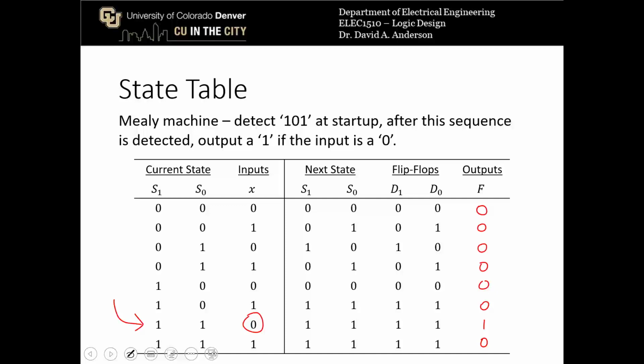So now that means that the output F is equal to only one minterm of the current states and the input. F is going to be given by S1 and S0 and X prime. So now it's a combination of the current states and the input.